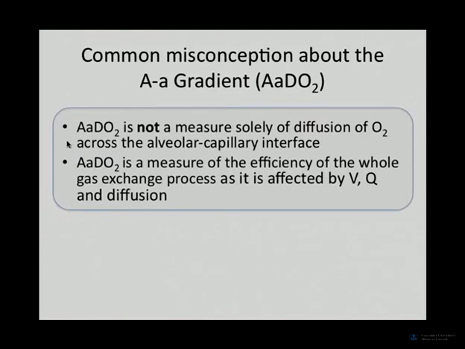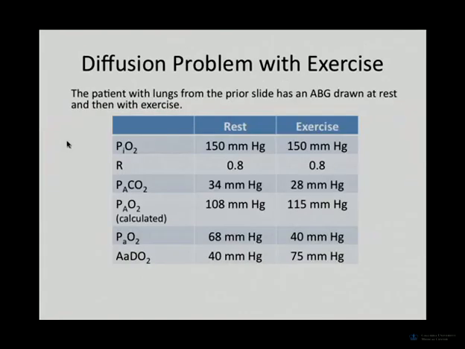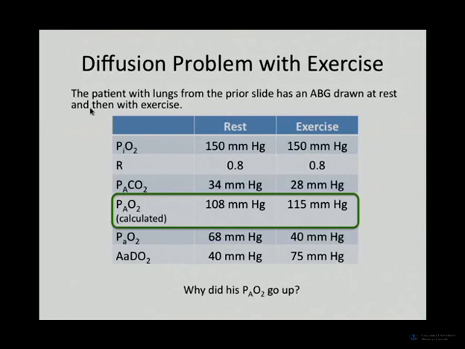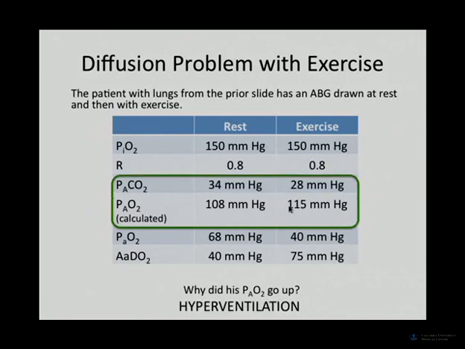So one final cause to talk about before we sum up all the reasons why somebody can be hypoxemic. You can have a diffusion problem that exists primarily with exercise. Let's look at this person here. They have at rest an alveolar oxygen concentration, calculated using the alveolar gas equation, of 108, and we exercise them, and it goes up to 115. Why did it go up? Because their carbon dioxide went down. They're hyperventilating with exercise, and that's good.